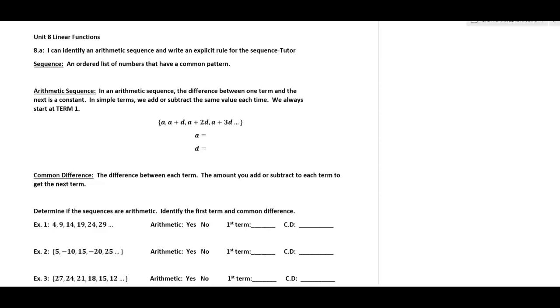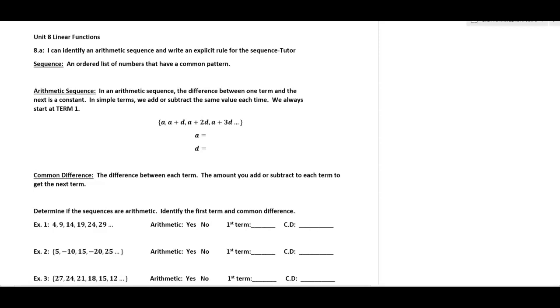Hello, Math 1 students. This lesson's on 8.8, which is I can identify an arithmetic sequence and write an explicit rule for this sequence. Now, before we get started, you have to understand what a sequence is, and then even further, what an arithmetic sequence is.